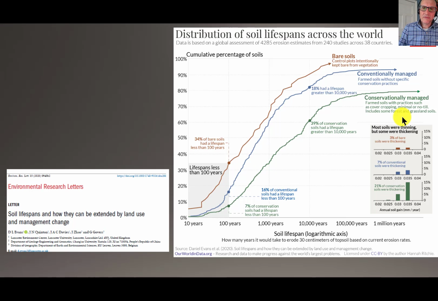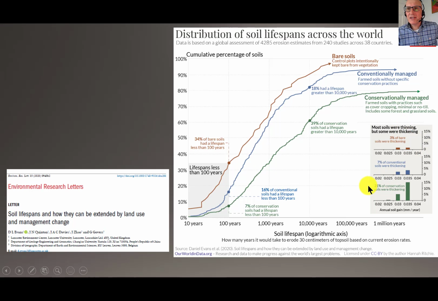So what we thought would be interesting would be to take all the data that we could lay our hands on from around the world. It was something like, well, the numbers up there, over 4,000 individual studies. It works out, I think, at about 12,000 plot years of data from around the world. And we considered what the lifespan might be. So we made a few assumptions. We took the erosion rates and we assumed a topsoil depth of about 30 centimeters. And we worked out how long that topsoil would last.